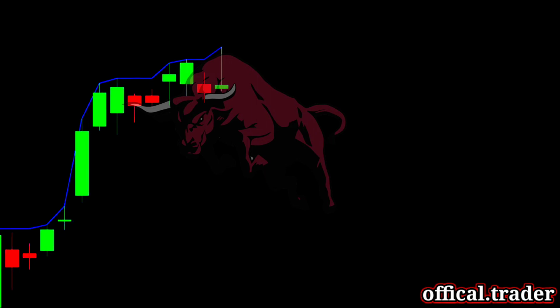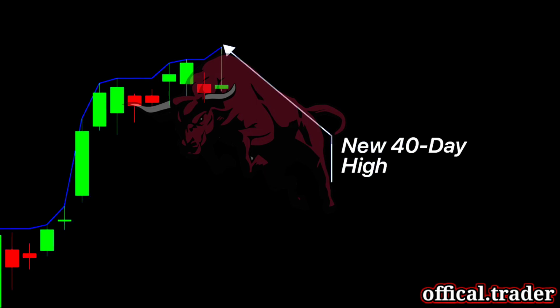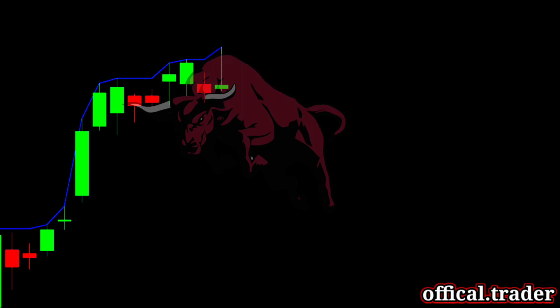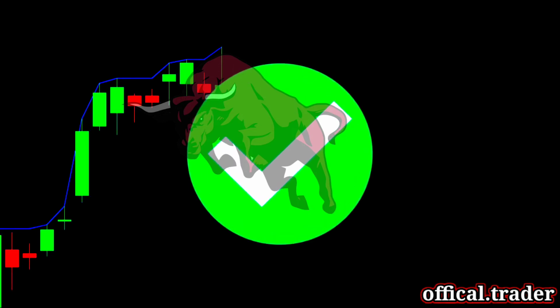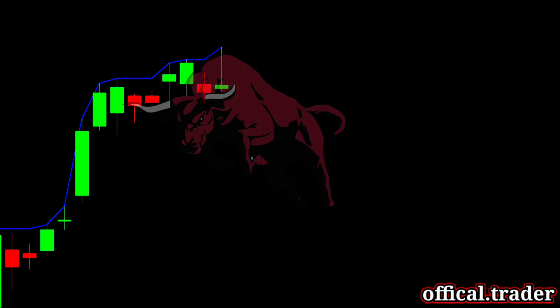So here is an example on the chart. Here, we can see that the price made a new 40-day high. The 40-day high prior to this candle was this. Then, we see that the current candle created a new 40-day high at this level. So, the first step is complete. We have successfully identified a stock that has created a new 40-day high.